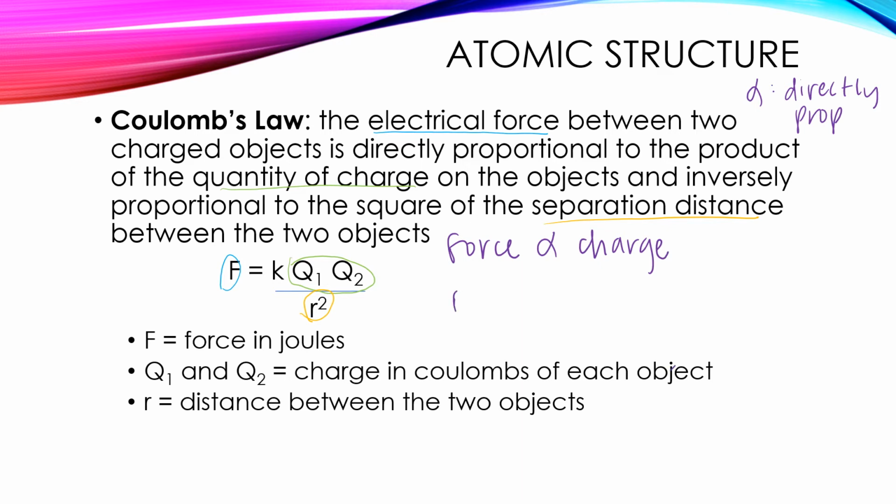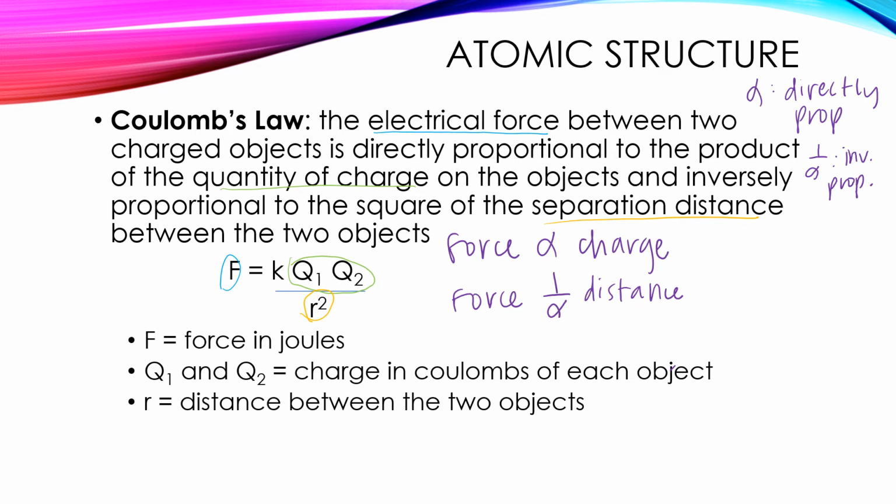However, force is inversely proportional. So that's what 1 over means. So 1 over is inversely proportional. So force is inversely proportional to distance between the 2 objects. Again, if we think about our magnets, the further our magnet is away from the other magnetic object, there's going to be much less of a force of an attraction between them.